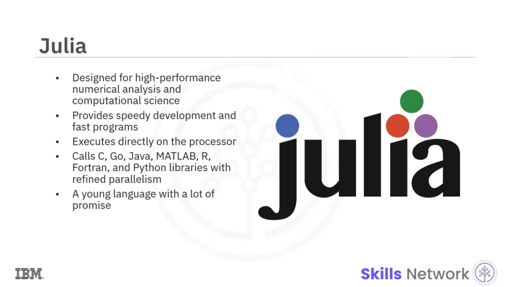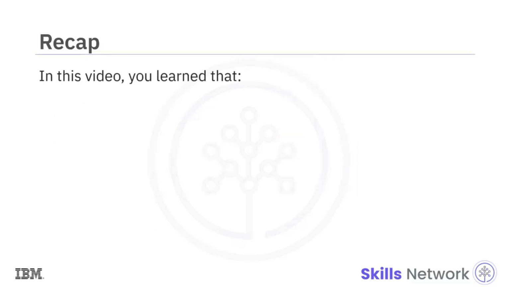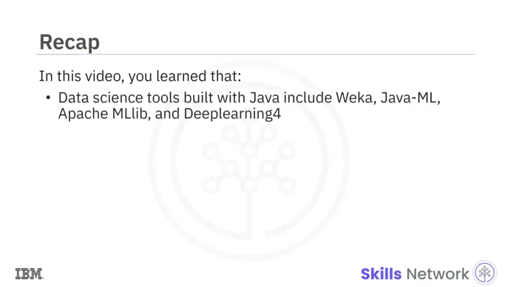Julia as a language is only 8 years old, written in 2012, but there is a lot of promise for its future impact on the data science industry. And one great application of Julia for data science is JuliaDB, which is a package for working with large persistent data sets. In this video, you learned that data science tools built with Java include Weka, Java ML, Apache MLlib, and Deep Learning 4.